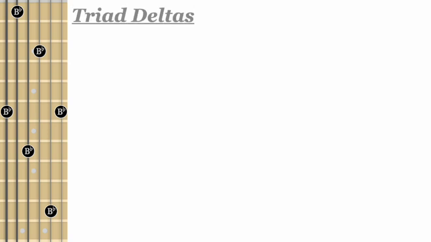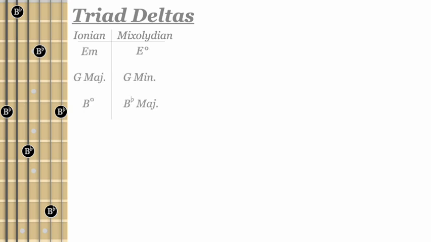But what I want to go over now is start talking about chord progressions. The first thing I want to look at is the differences in triads between Ionian and Mixolydian, right? Just the triads. So we've got the E minor versus the E diminished, the G major versus the G minor, and then the B diminished versus the B flat major, right? That's our third, our fifth, and our seventh. So this is the distinction between Ionian and Mixolydian. These are the big players.